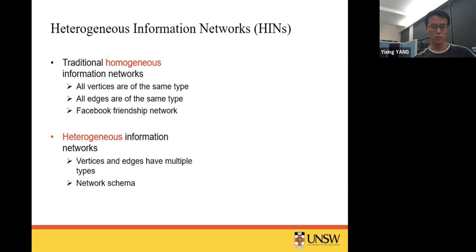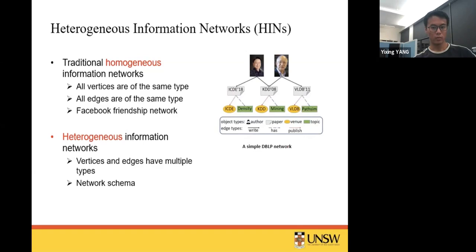For example, this is a simple DBLP network, which contains four object types: author, paper, venue, and topic. And there are three different edge types: authors write papers, papers have topics, and venues publish papers. Given an HIN, it is necessary to provide its schema level description, or network schema. This is the network schema for the DBLP network, which describes the meta structure of the network.